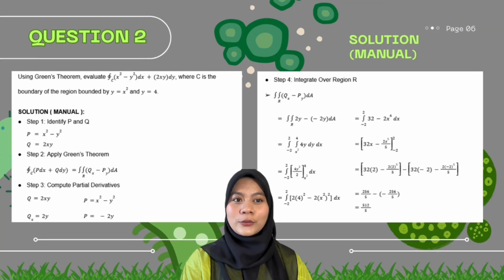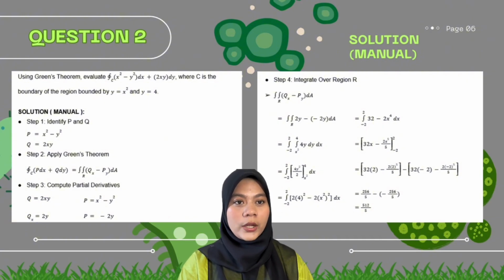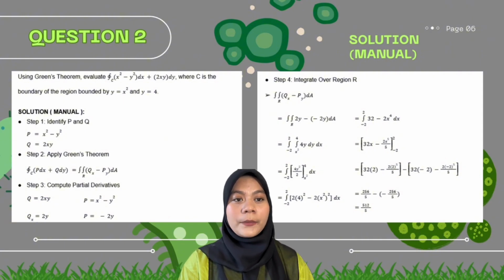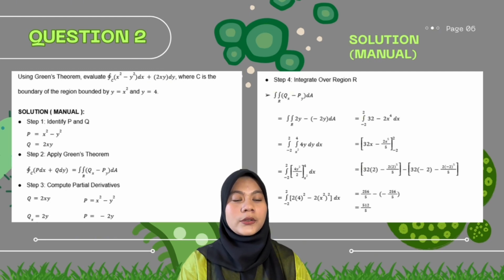Okay, now let's walk through question 2 step by step using Green's theorem. The first step, we have to identify the functions P and Q from the line integral. From the question, we are given P equal to x squared minus y squared and Q equal to 2xy. Next, we apply Green's theorem, which allows us to convert a line integral into a double integral over a region R. According to Green's theorem, the line integral around C of P dx plus Q dy is equal to the double integral over region R of partial Q with respect to x minus partial P with respect to y dA.